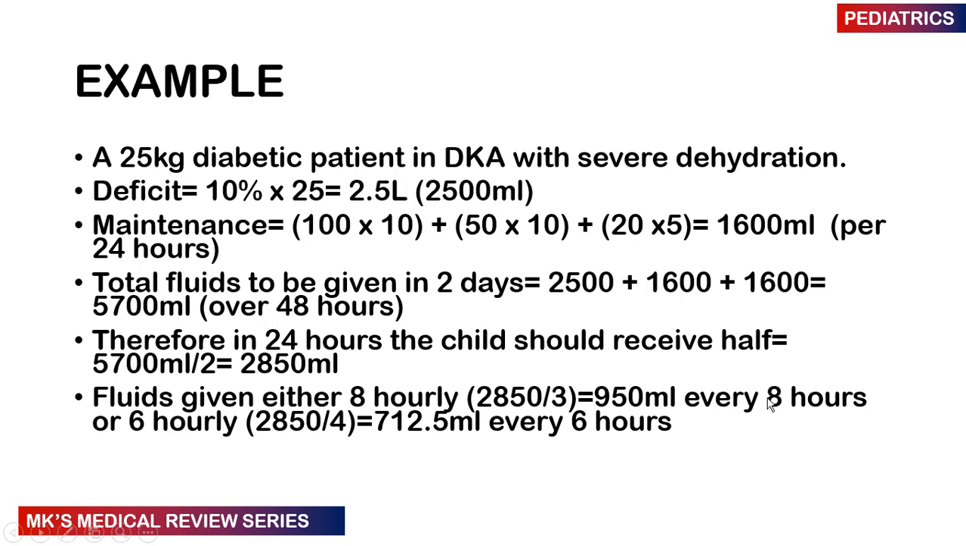You can even further divide this now by 8 to see how much you should be giving every hour. Then, if you're giving it 6 hourly, you can divide this value, 2,850, by 4. So that gives you about 712.5 mils every 6 hours. You can either round this or you can just give 710 mils every 6 hours. That's how we give the fluids in DKA in children. I really hope you understood that. If you didn't, just rewind the video and go through it slowly.